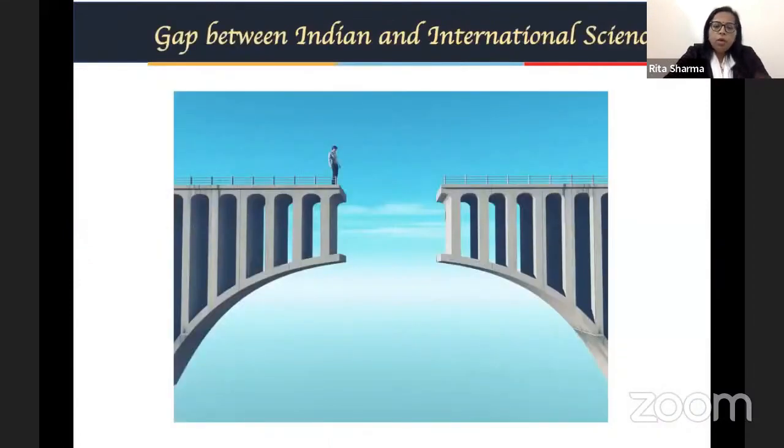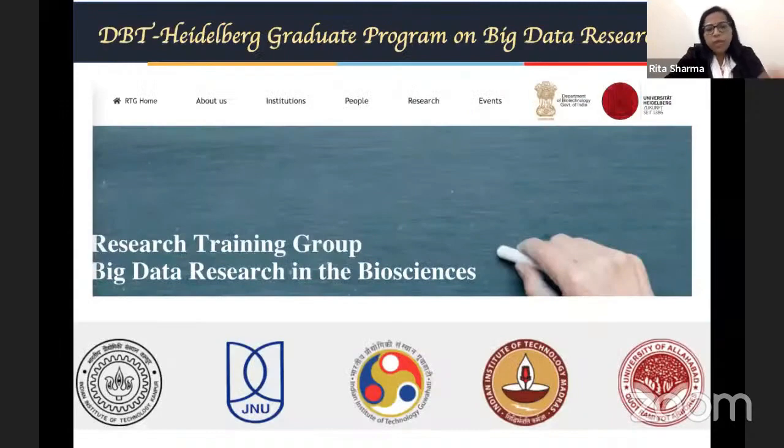Also, we don't have to just network within the country. We also have to work at international levels. So there are challenges, why India is now expanding and growing. So we have to have our place at the international forum also in computational biology and bioinformatics. And for that also, there are several initiatives which have been started. One of them, where I was also one of the PIs when I was at JNU, is the research training group, which is mostly focused on big data research.